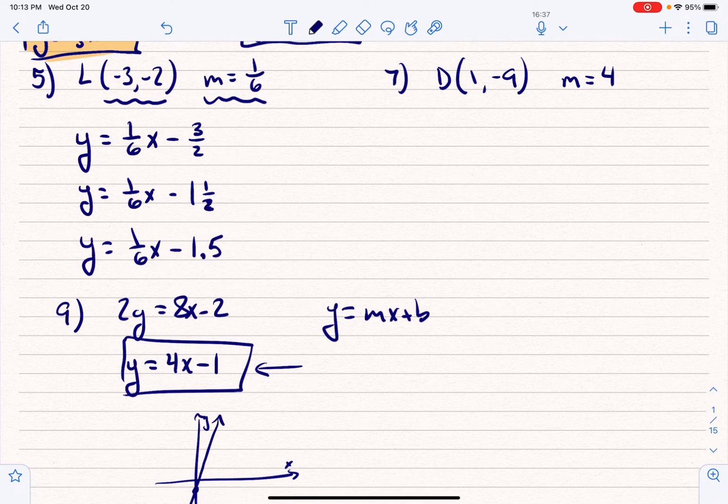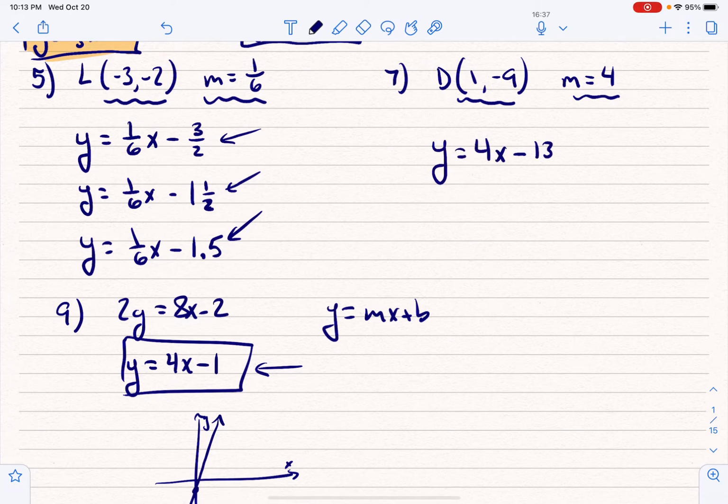All of those are the exact same answer. It's just that we're writing that b value a little bit differently. -3/2 is the same thing as -1.5. Okay, moving on. Number 7 goes through the point 1, -9. It's got a pretty steep slope of 4. So that would be y equals 4x minus 13.